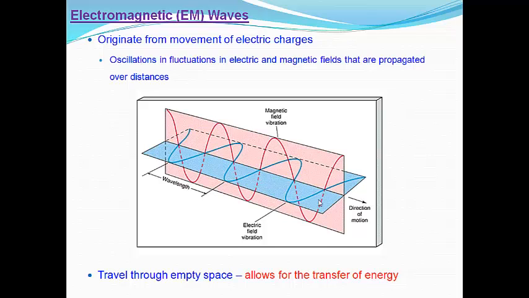Now, the important thing about an electromagnetic wave, or any wave in particular, is that the propagation of the wave over a particular distance allows for the transfer of energy through empty space, or through any medium that the wave is passing through.